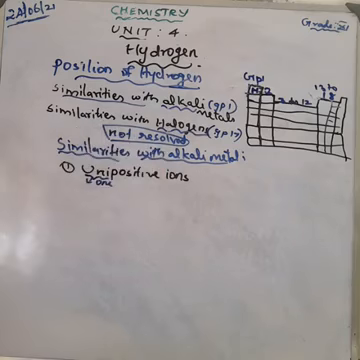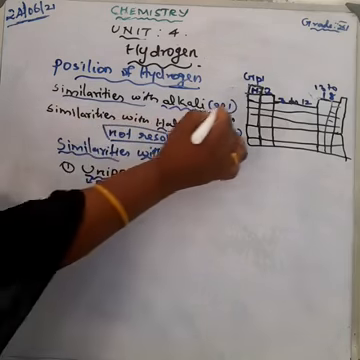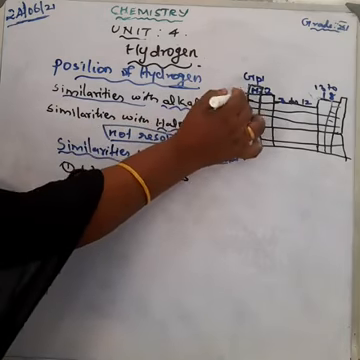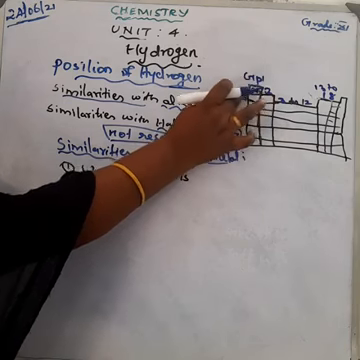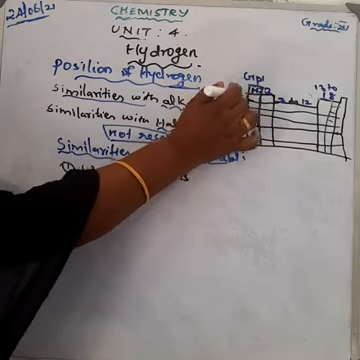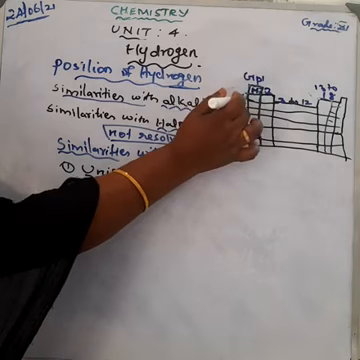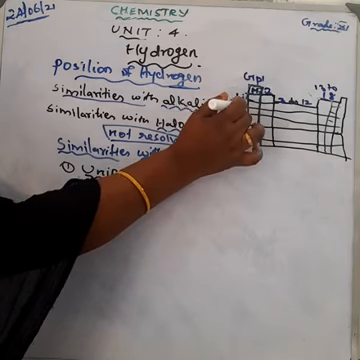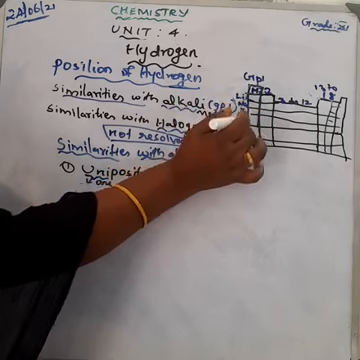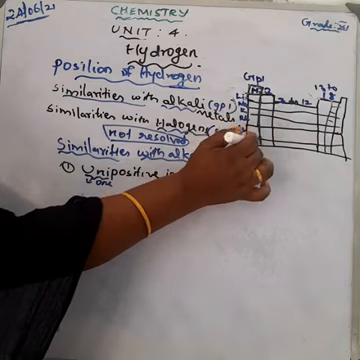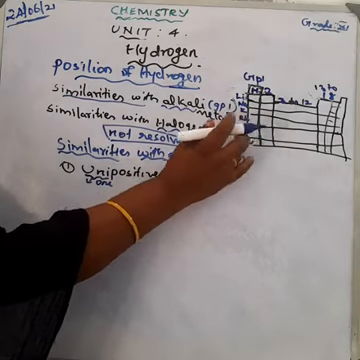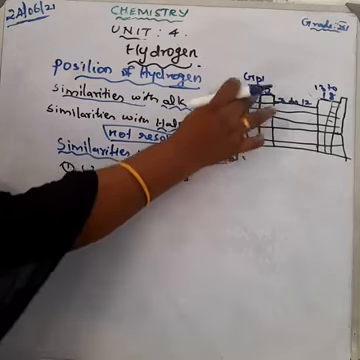Okay, understood? What are the alkali metals? What do you mean by alkali metals? What are the group first elements we call the alkali metals? What are the elements in the first group? Lithium, sodium, potassium, rubidium, cesium, francium. These are the first group elements.